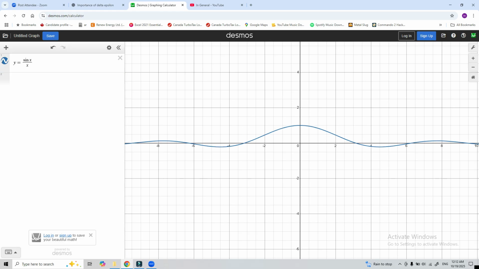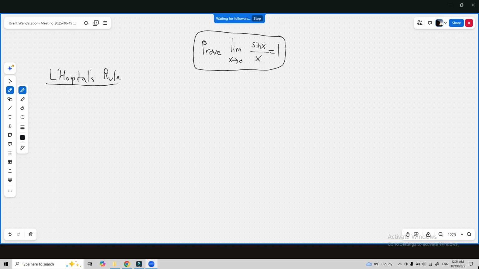First way, graphing. Obviously, you can tell this limit is equal to 1. That was easy. Number 2, L'Hopital's rule. Number 3, the unit circle.